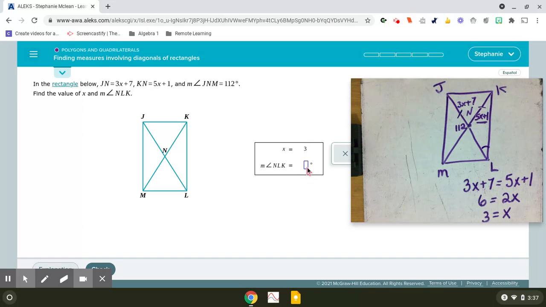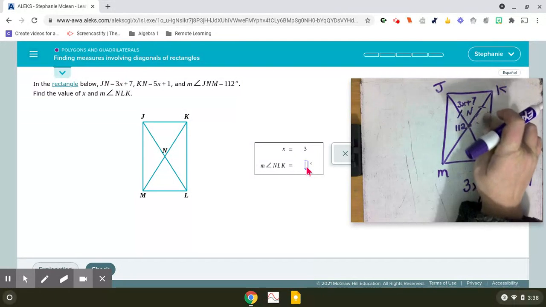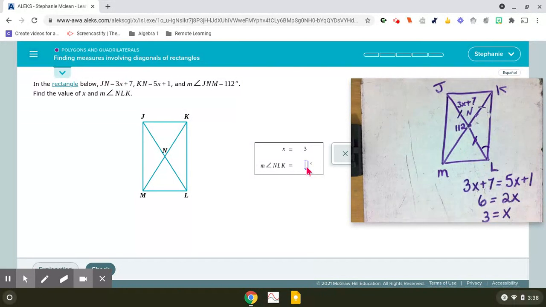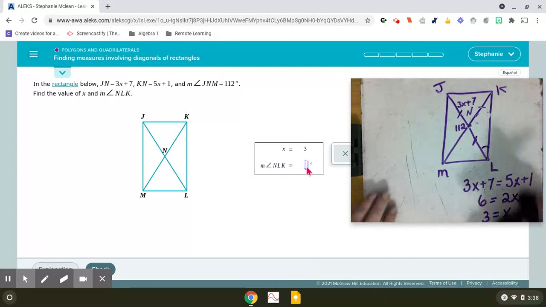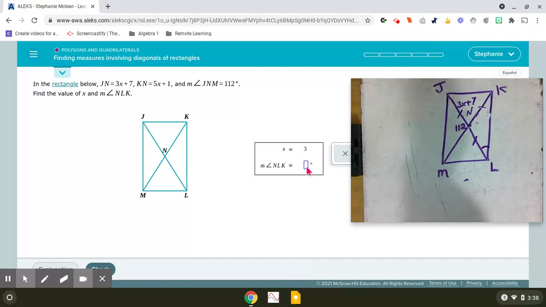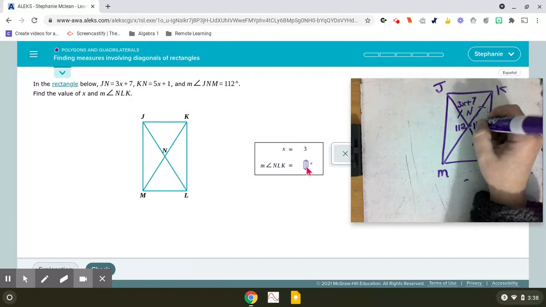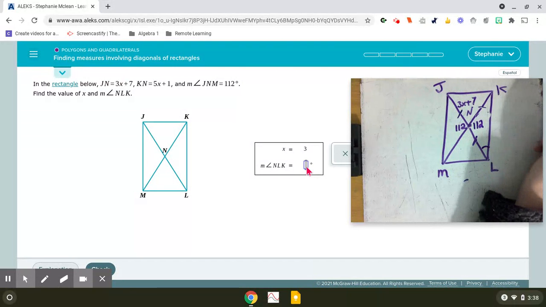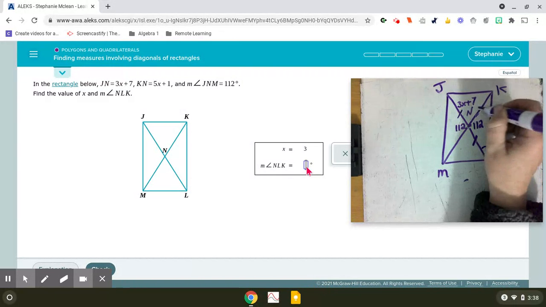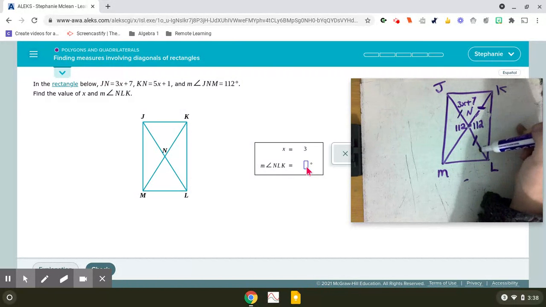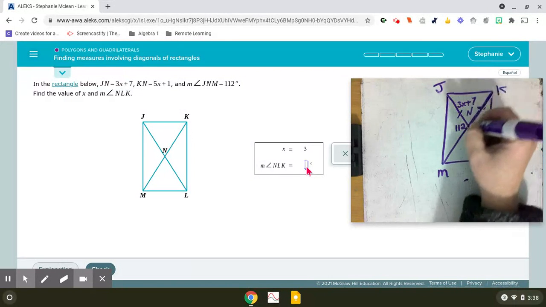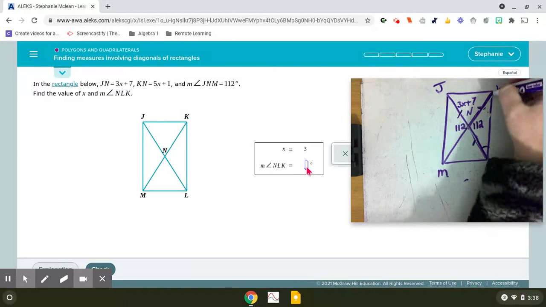Now they want us to figure out what the measure of NLK is. I'm going to erase this here. If I know that this angle over here is 112, I have vertical angles, which means that this one over here is also 112. Now because these two are equal here, I have an isosceles triangle. Hopefully you can see that. So here's my isosceles triangle.